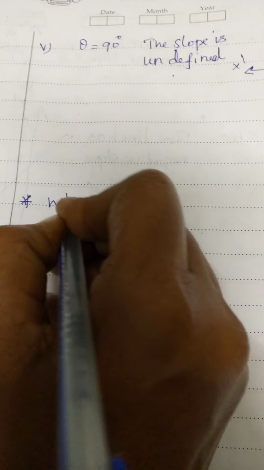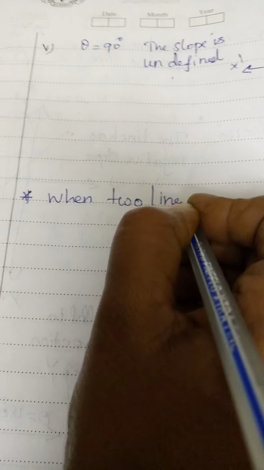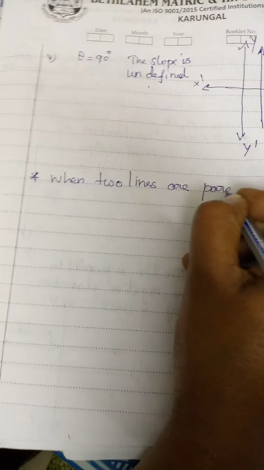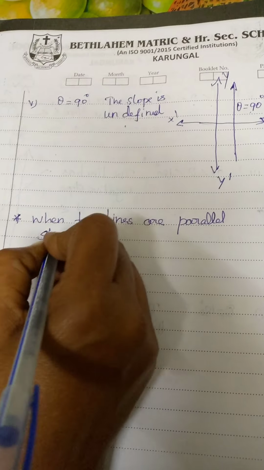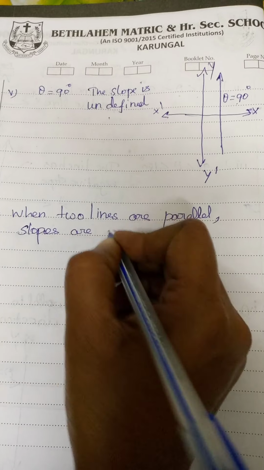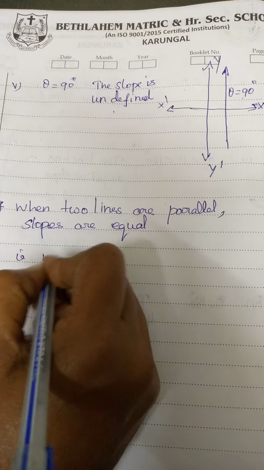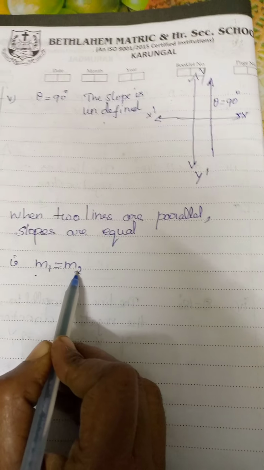Next, two more formulas, let's write. When two lines are parallel, slopes are equal. Parallel, then their slopes are equal. That is M1 is equal to M2. The condition is M1 equal to M2.